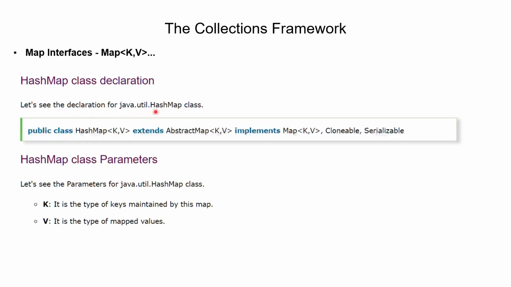If we take a look here at the HashMap, we can see the declaration: the class HashMap extends AbstractMap, which implements Map. We also see here the class parameters. The K are the keys maintained by the map, and the V are the mapped values.